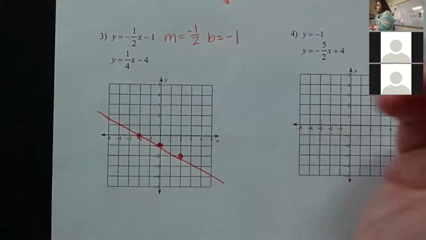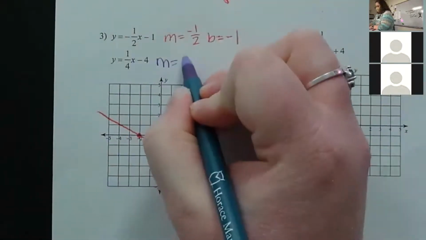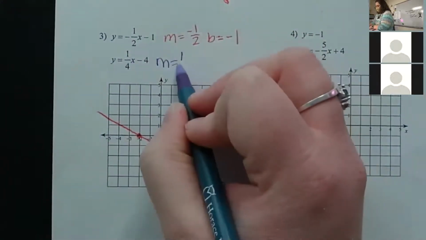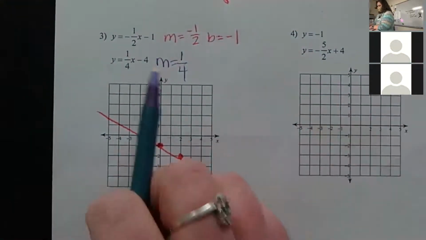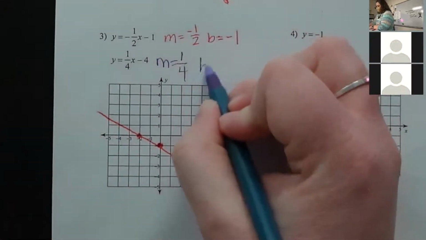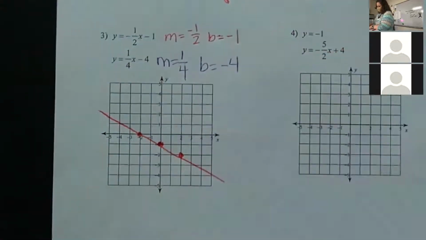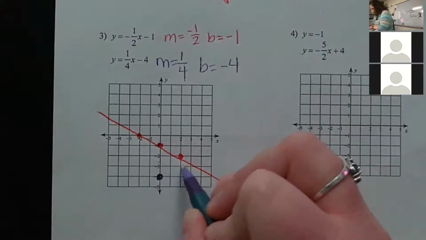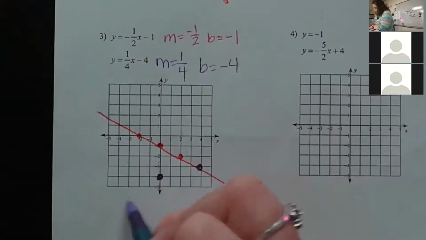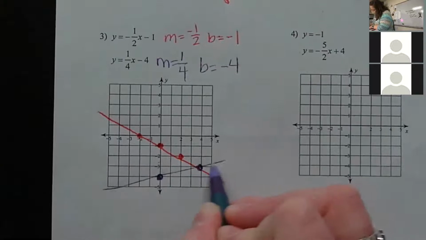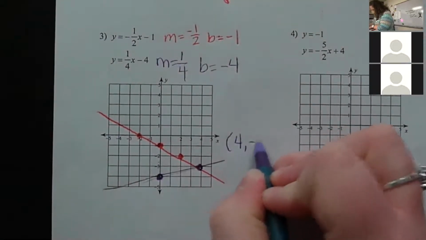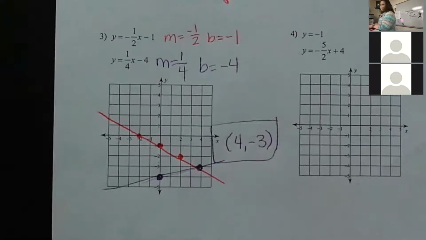Is this in my favorite form? Yes. What's m? Positive 1/4. Oh, you were looking at the other one. Here we go. Positive 1/4, and b is -4. Start at -4. Up 1 over 4. 1, 2, 3, 4. Where did they meet? Right there. Where's right there? 4, -3. x comma y.